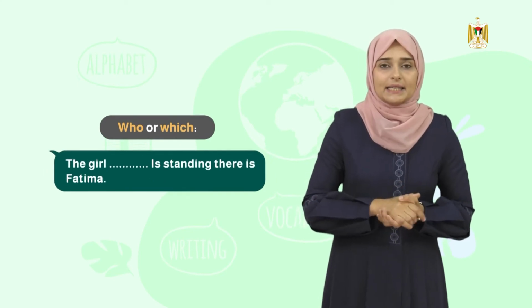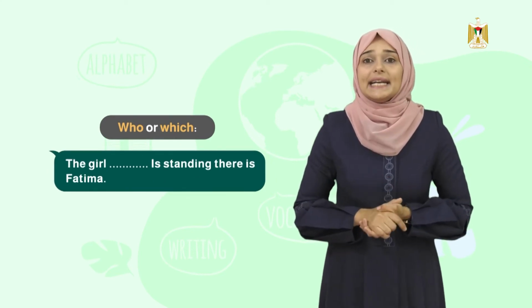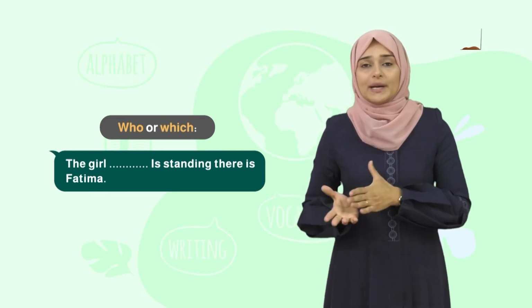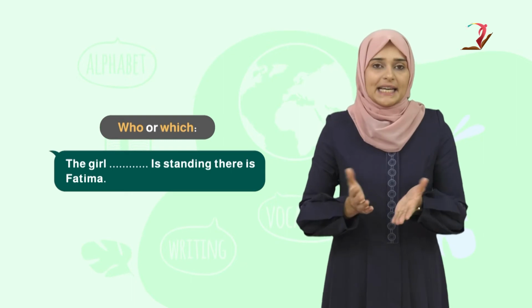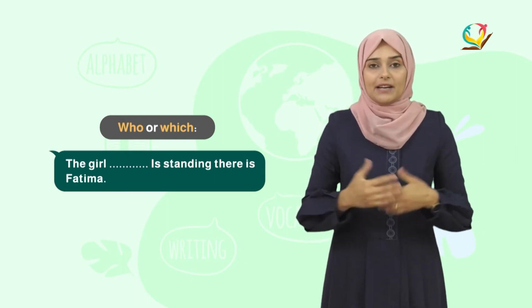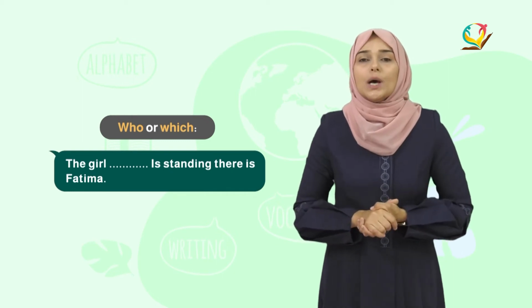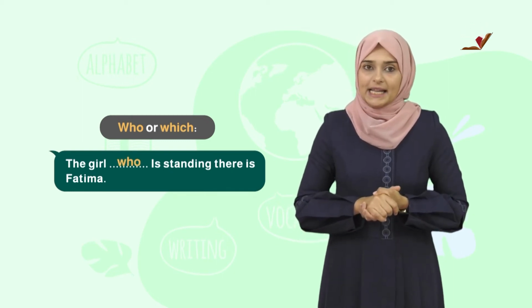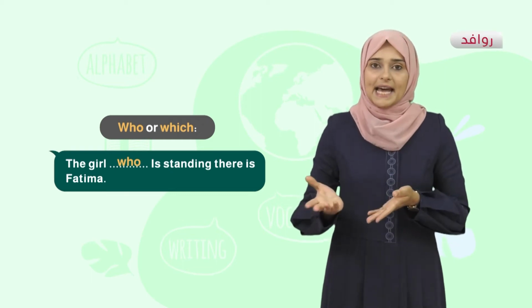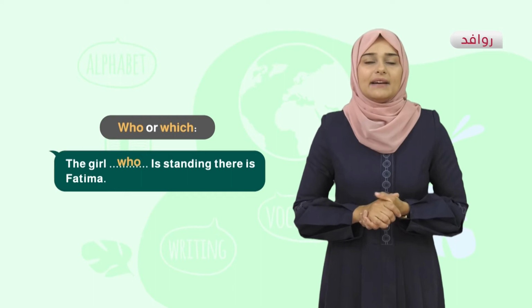Number 2. The girl who is standing here is Fatima. Who or which? Fatima is a person. And for people we use who. The girl who is standing there is Fatima.